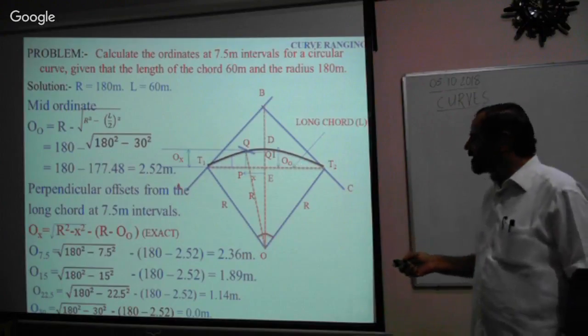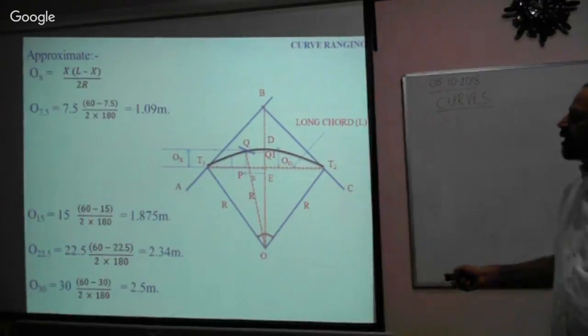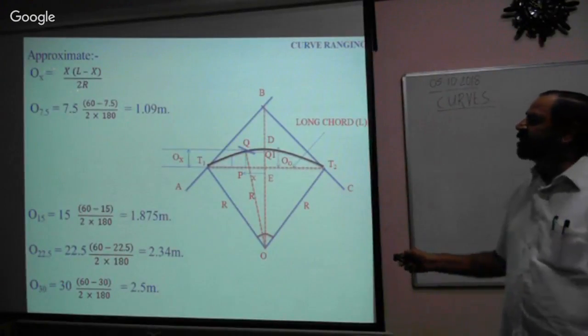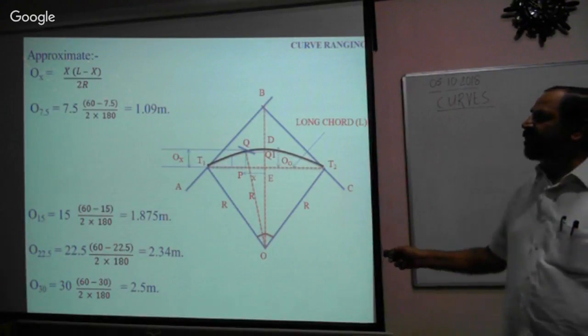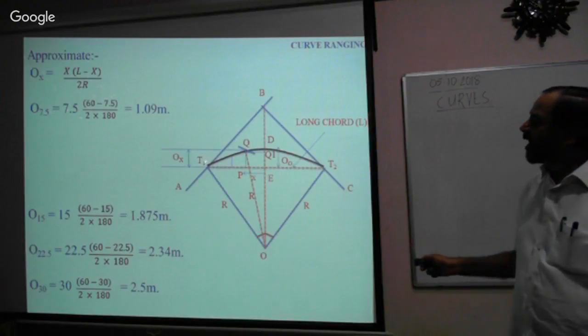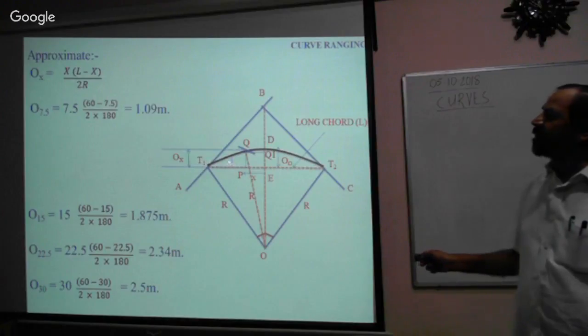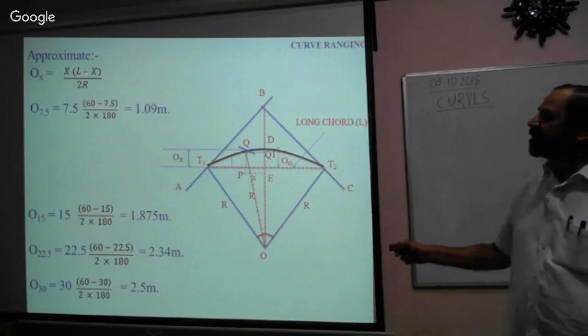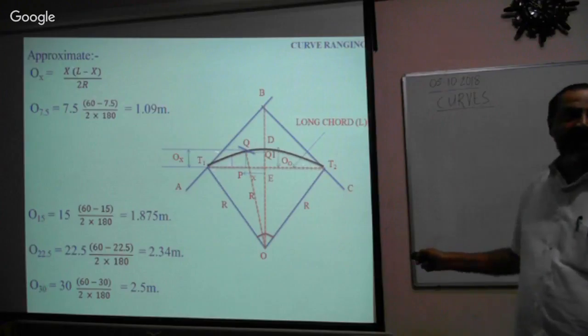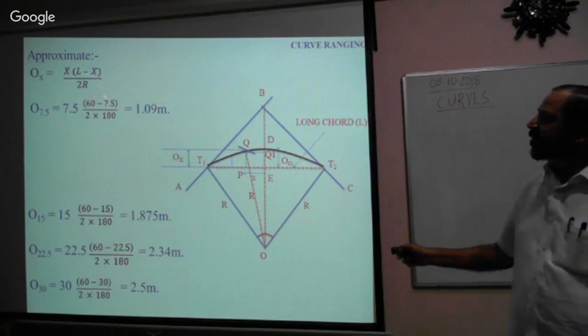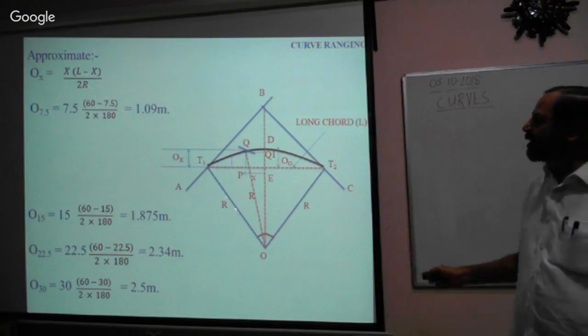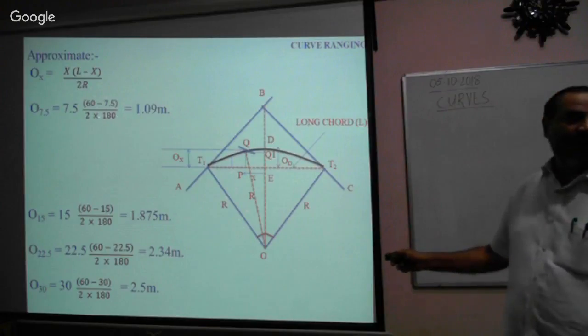Calculate this, and similarly, now another approximate method. This is the equation. Employ the equation that we have discussed in the previous slide. Now substitute. Here x is 7.5 meter from T1, and 60 meter is the total length, that is the long chord. Then minus x, 7.5, divided by 2R, that is 2 into 180 with R the radius.